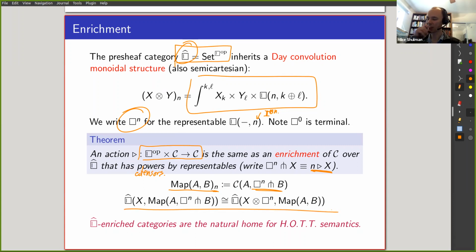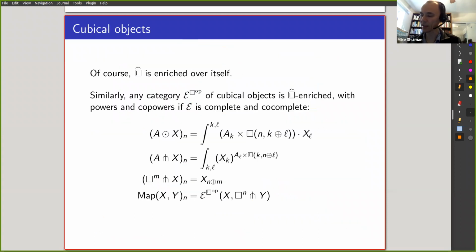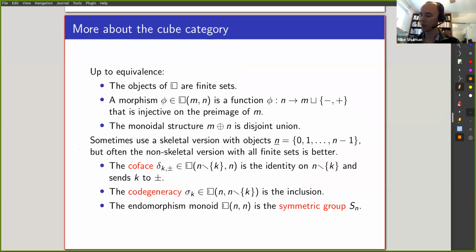So I claim that this means that the natural home for semantics of this theory is categories that are enriched over this semi-Cartesian cubical sets category. And in particular, this category itself is enriched over itself, but also any category of cubical objects in some other category E is enriched over this cube category with powers and copowers that are defined in this way using similar sorts of coend constructions. So again, if you're familiar with this, that's great. And if you're not, don't worry about it. We usually only use it in one or two places.